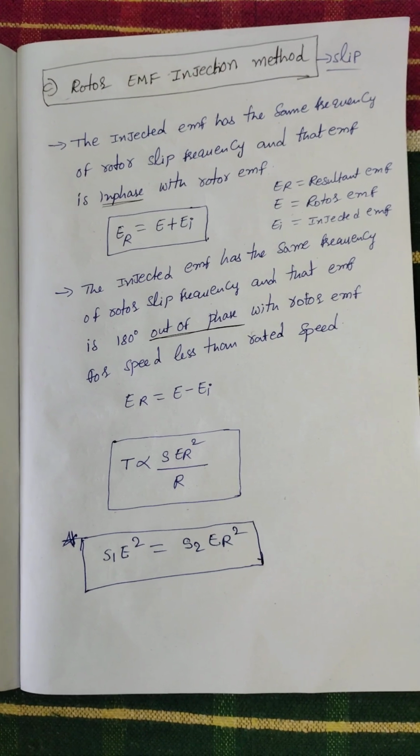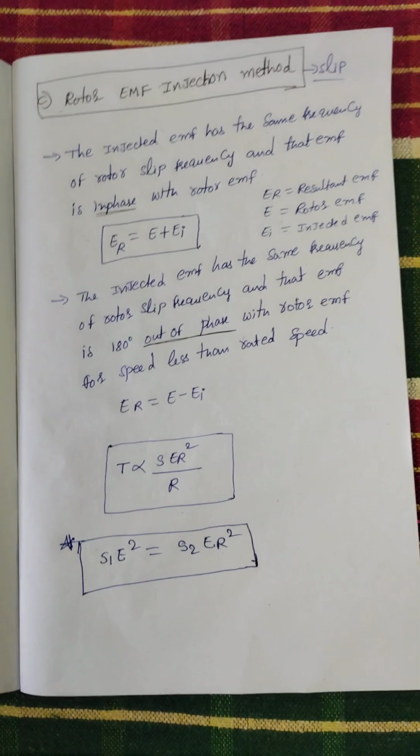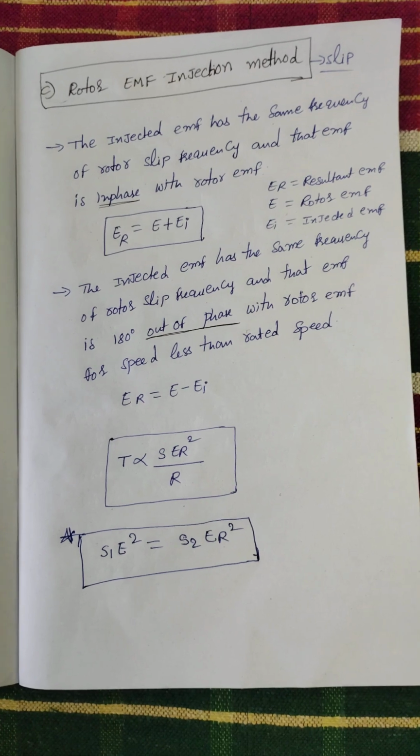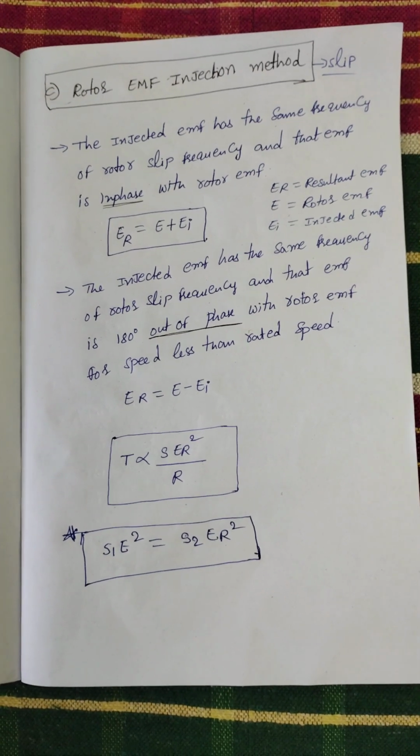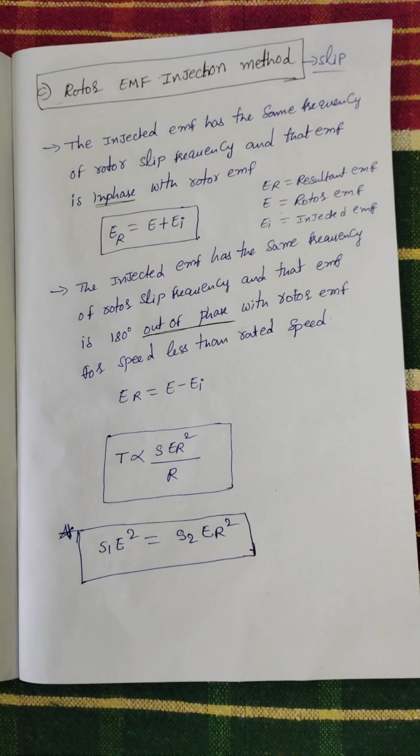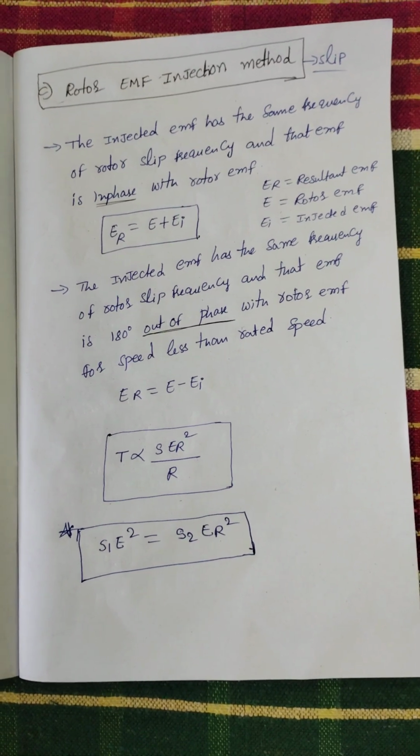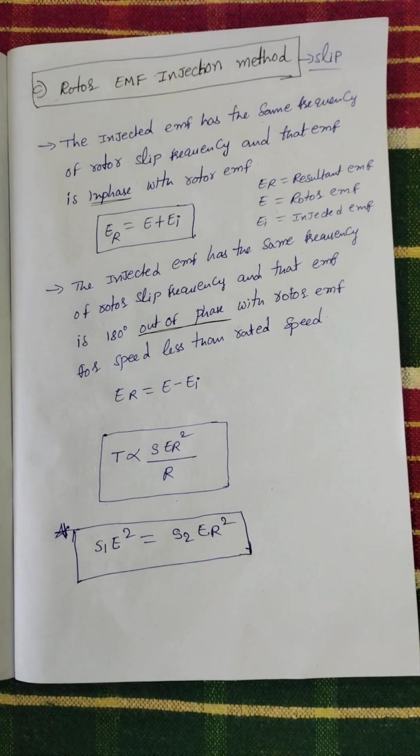The formula is: when the torque is constant, to solve the problems, S1 E square is equal to S2 ER square, where E is the rotor EMF and ER is the resultant EMF.